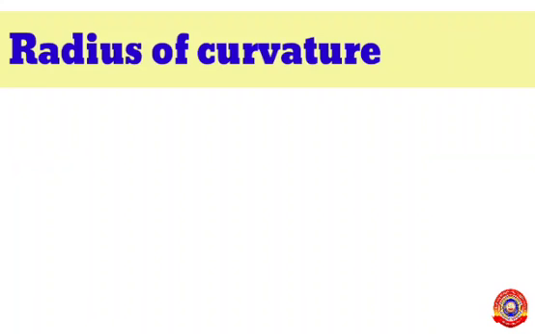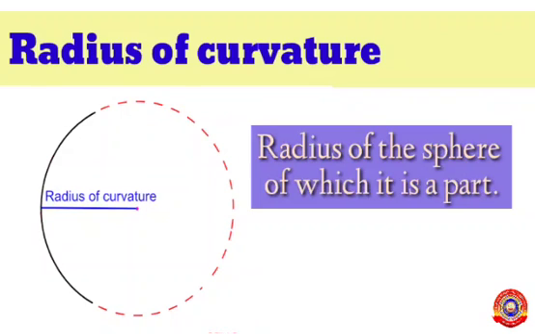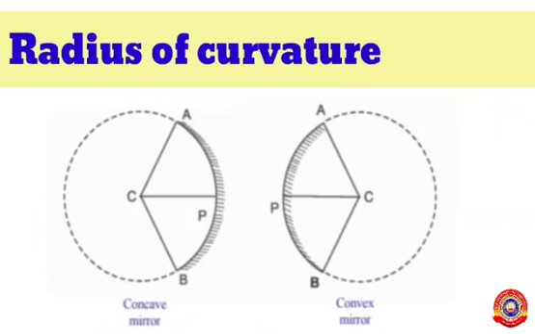Next one, radius of curvature. The radius of curvature of a mirror is the radius of the sphere of which it is a part. The distance from the center of curvature to the reflecting surface of the mirror is the radius of curvature. Here, CA, CP and CB indicate the radius of curvature.